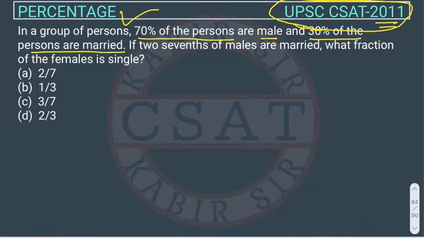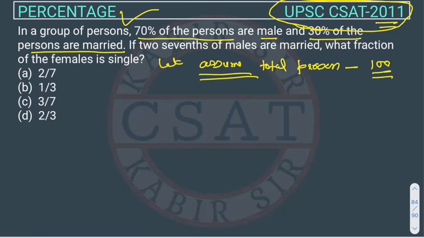Okay. So suppose, let's assume total person is 100. I told you that whenever we are doing questions from percentage, we normally assume in a multiple of 100. The calculation is easy, that's why only. So the 100%, there are 100 people. Out of these 100, how many males are there? It is given. Males are given 70%.